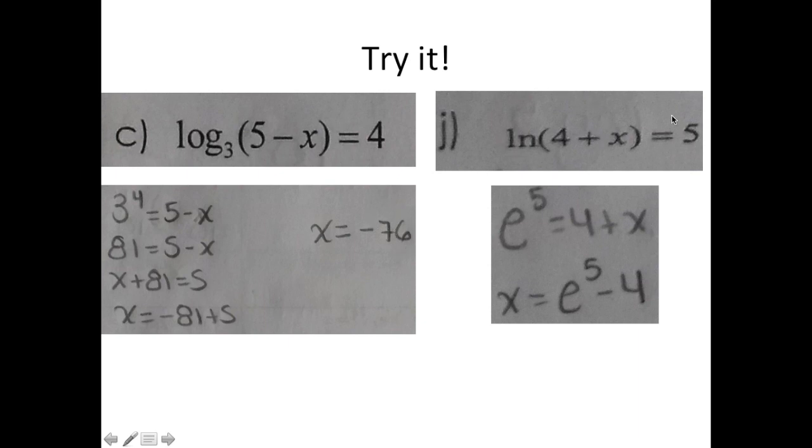And in this example right here, the base is e, so you would have e to the 5 is equal to 4 plus x, and then the 4 is adding, so I just take it subtracting to the other side, and you would get that x is equal to e to the 5 minus 4.